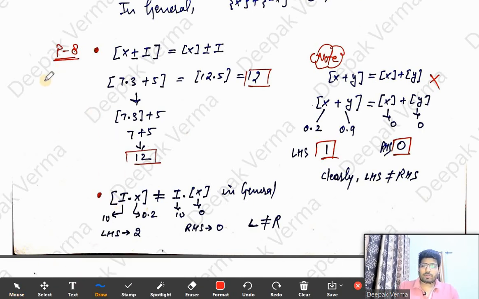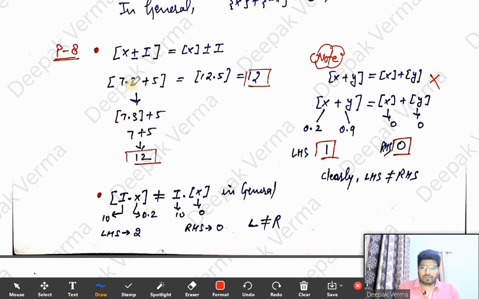Next property, box x plus minus I. I is an integer here. Box x plus minus integer. So in this case, we can take out the integer with sign. Whatever sign is, plus or minus, take it outside the box. For example, if we have box 7.3 plus 5, we can take out 5 with plus sign outside the box. So plus 5 here. And box 7.3 is 7. 7 plus 5 is 12.